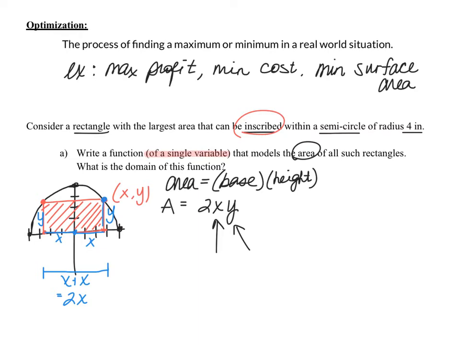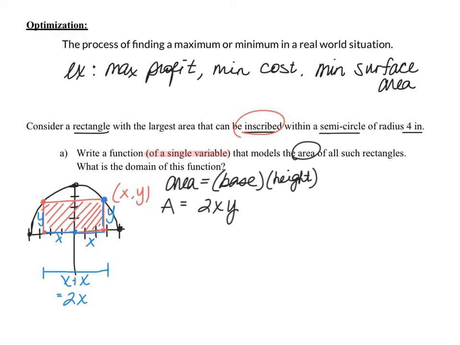So this is telling me that I'm going to need to eliminate one of my variables. So I can't move any further right now with area equals 2xy. I need to go back to my diagram and figure out another way to relate x and y. How can I relate those unknowns in this scenario? And there's a few ways of looking at this.